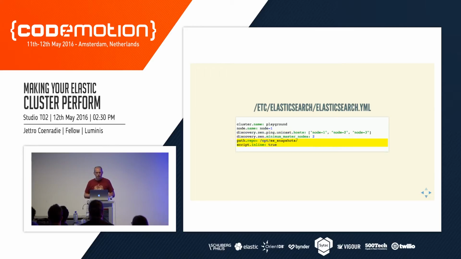And the last part, this is not default, but these are 2 properties I use quite regularly. The path repo is the location where the snapshotting, if you use snapshots of your Elasticsearch indexes, would store the snapshots. And there is no default location for this, so you have to specify it if you want to use it.